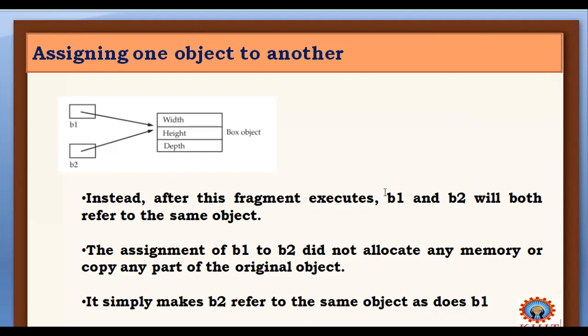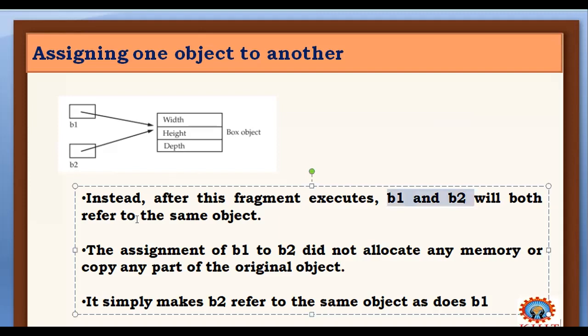Instead, after this fragment executes, B1 and B2 will both refer to the same object. Both refer to the same object. The assignment of B1 to B2 did not allocate any memory or copy any part of the original object. It simply makes B2 refer to the same object as B1.